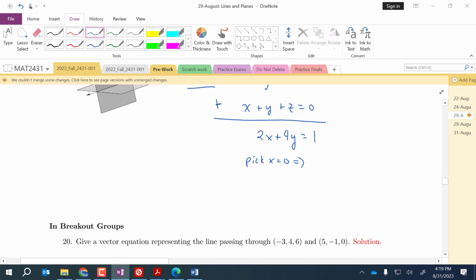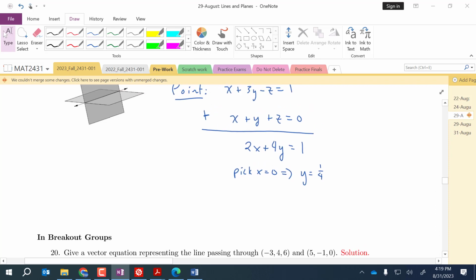If I pick x equals 0, what would y have to be, folks? Y would have to be 1/4. Implies y is equal to 1/4. If I pick y is 1/4, now I know an x coordinate and a y coordinate.